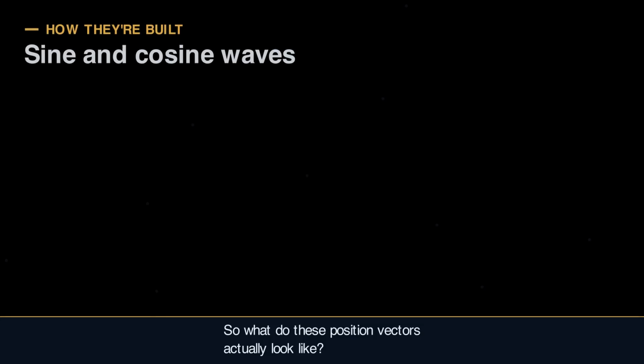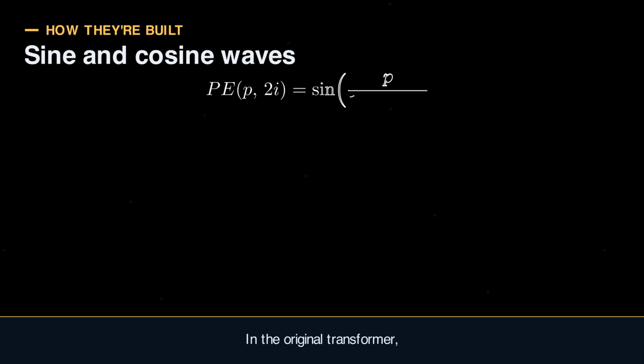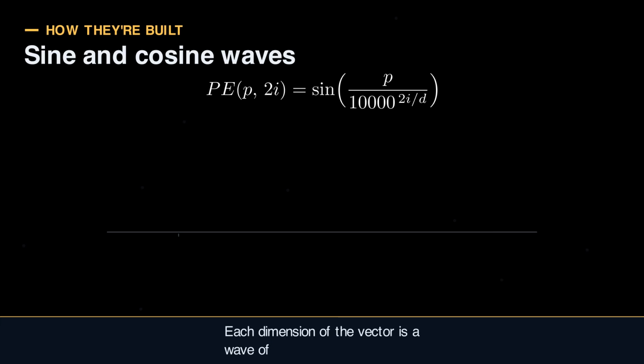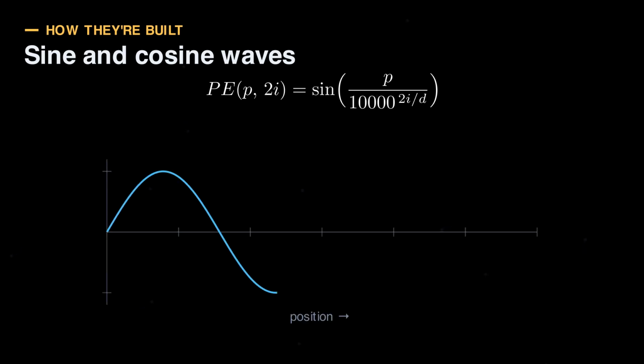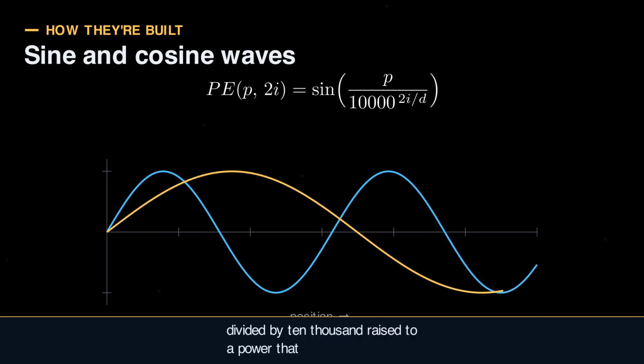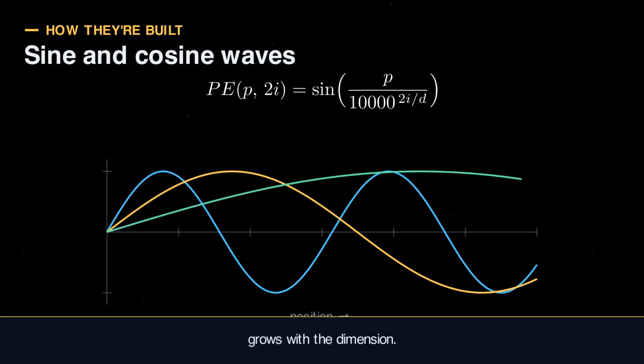So what do these position vectors actually look like? In the original transformer, they are built from sine and cosine waves. Each dimension of the vector is a wave of a different frequency. The formula, position encoding at position p, uses sine of p divided by 10,000 raised to a power that grows with the dimension. Low dimensions wiggle fast, high dimensions wiggle slowly.